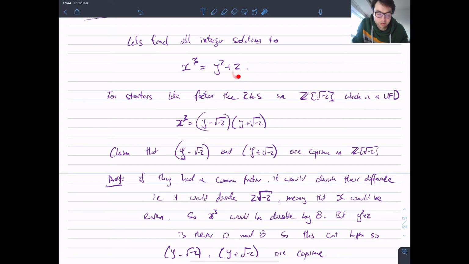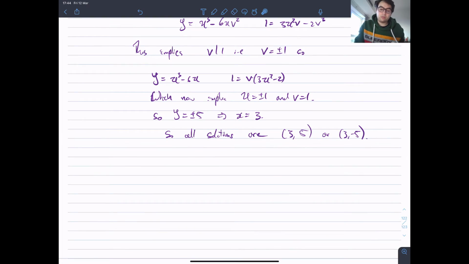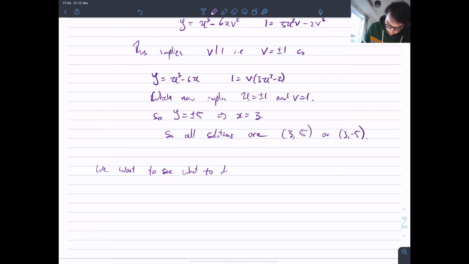If we had something that wasn't 2, then this thing might not be a UFD, and then our argument wouldn't work, because we can't factor things uniquely if we're not in a UFD. The trick is, well, we now have all of this theory about ideals. We can't factor things uniquely into elements, but we can factor things uniquely into prime ideals, and then we can use basically the same strategy that we've done here to find all the solutions, but working with ideals instead. So we want to see what to do if we are not in a UFD.